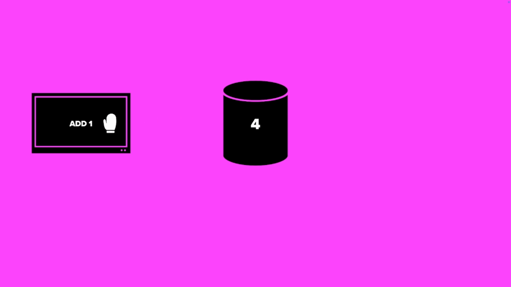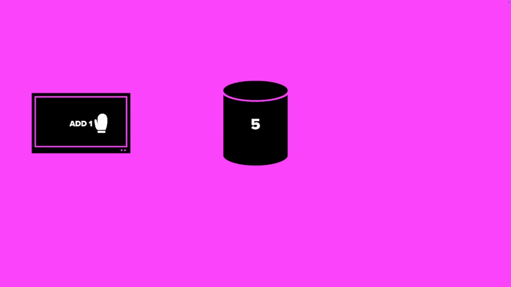So let's say add1 is invoked, goes to the data source, fetches the value that is in the data source, adds 1 to that value, in this case adding 1 to 4, then returns the value to the data source and updates the data source.